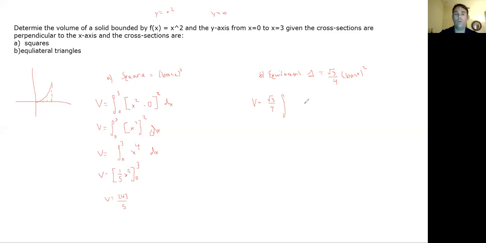So equilateral, √3 over 4 times the integral from 0 to 3 of x squared minus 0, bigger function minus a smaller function, squared. And I can cut this one down a little bit here, down to √3 over 4 times the integral from 0 to 3 of x to the 4th dx.